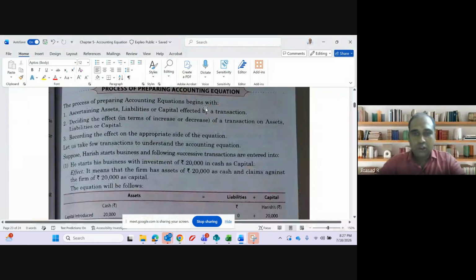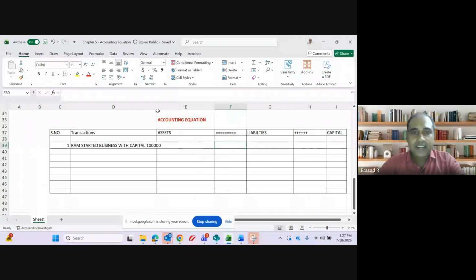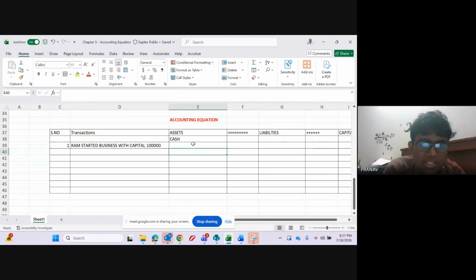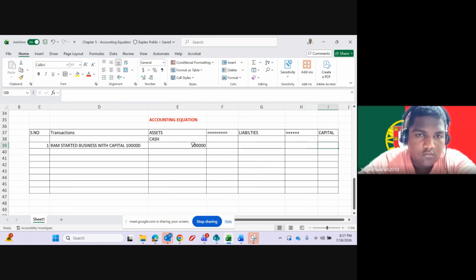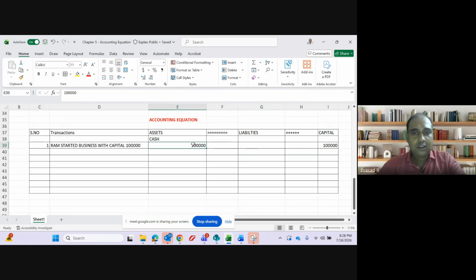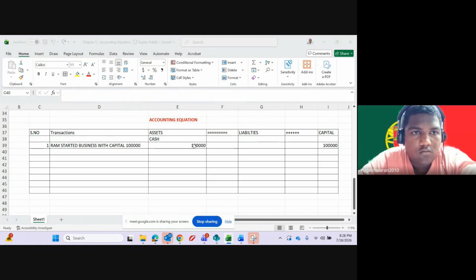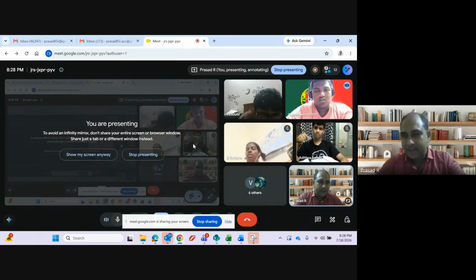Clear? So in case of assets and in case of liability, we have to mention each and every asset. So the first asset that is coming is cash. How much cash is coming? 1 lakh. And another leg is capital. So 2 legs actually. One is cash, another is capital. So now my business will have 1 lakh rupees of cash and 1 lakh rupees of capital.